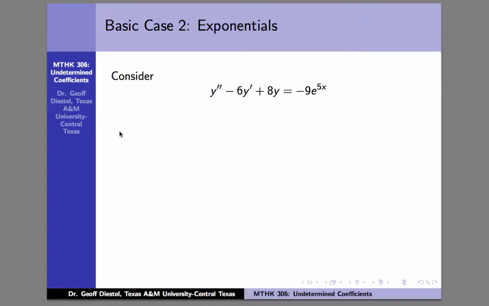Alright, so now we're going to move on to the second of three basic cases for the method of undetermined coefficients. This case is actually easier than the first, and it involves linear equations where our phi of x is just some multiple of an exponential function.